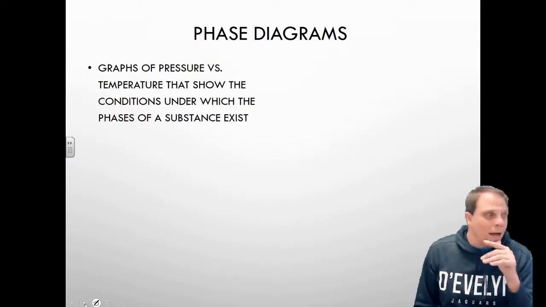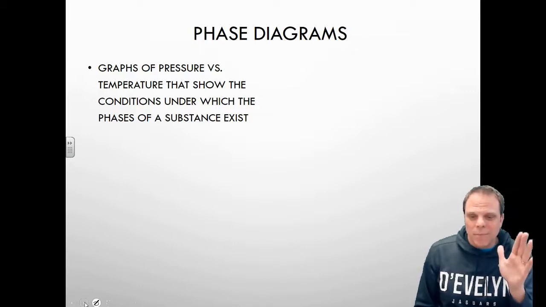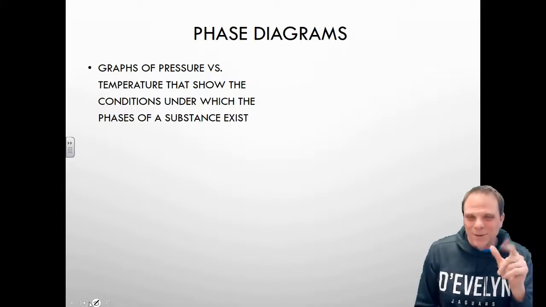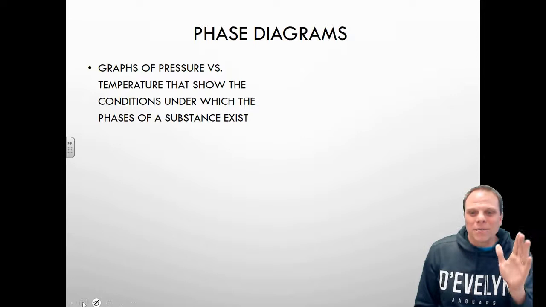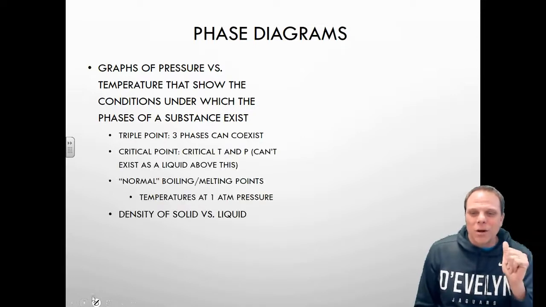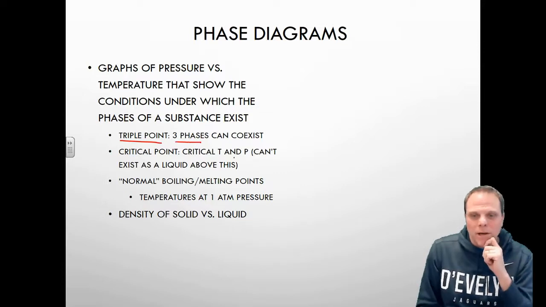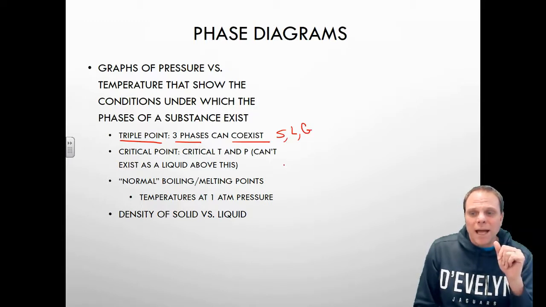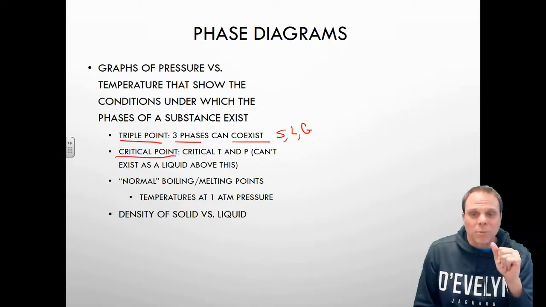Okay, so now on to phase diagrams. Again, phase diagrams, awesome. I'm going to talk about dry cleaning pretty soon, which is really great. Trust me, it's cool. All right, so these are graphs of pressure versus temperature that show the conditions under which the phases of a substance exist. A couple terms we want to make sure that we identify here are triple point. This is where all three phases can coexist. So you have solid, liquid, and gas all existing at the same temperature and pressure. Way cool.